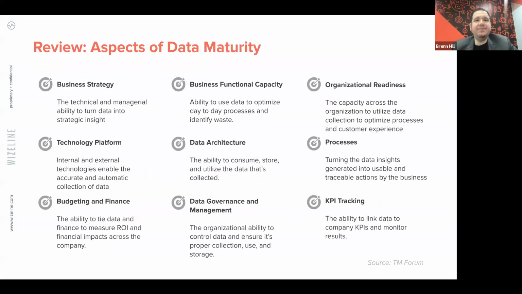Won't go through all these 9 again. You'll be able to see this in the recording, but when you evaluate that capacity, think about all 9 of these aspects: your business strategy, your internal functional capacity, your capacity to evaluate that data, store it, process it, govern it, connect it to finance, and so on. Really think that through. It's even worth labeling all of these 1 to 5 and drawing all this out, just to really know where you stand.